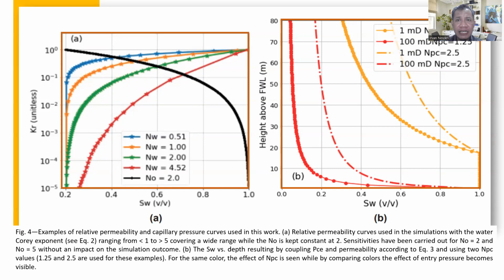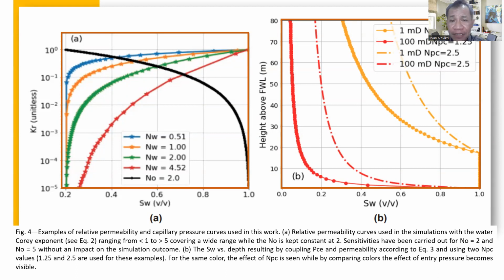The relative permeability curve used in the simulation represents the relationship between flow of water and the flow of other fluid in porous medium. The Corey exponent defined by equation number 2 varies from less than 1 to greater than 5, covering a wide range while keeping the constant number at 2. Sensitivity analysis was conducted for values of 2 and 5, showing they didn't affect the outcome of the simulation.